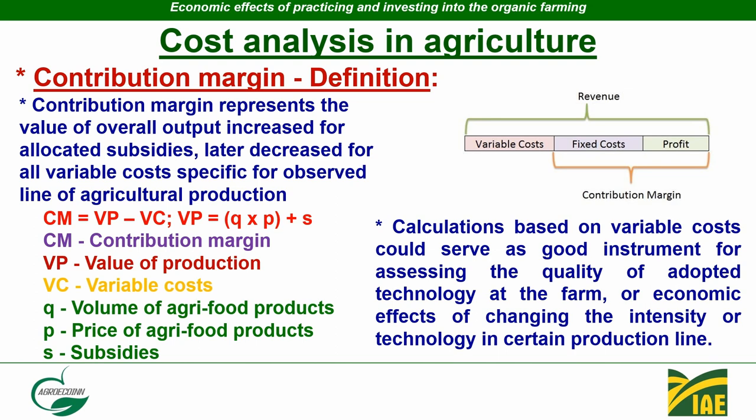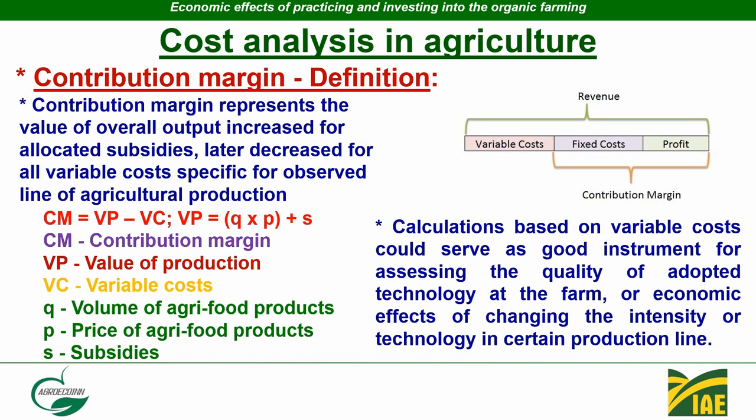Calculations based on variable costs could serve as a good instrument for assessing the quality of adopted technology at the farm, or economic effects of changing the intensity or technology in a certain production line. The contribution margin in crop production is mainly calculated per unit of production area, while in livestock production per head of cattle, or in food processing per unit of produced food product.